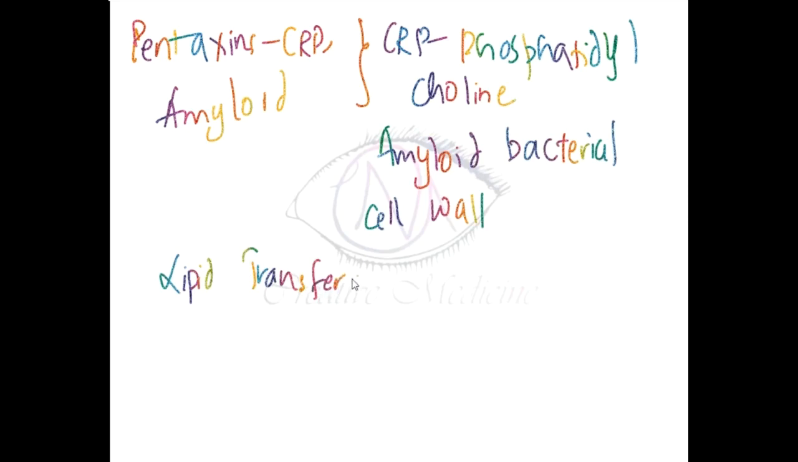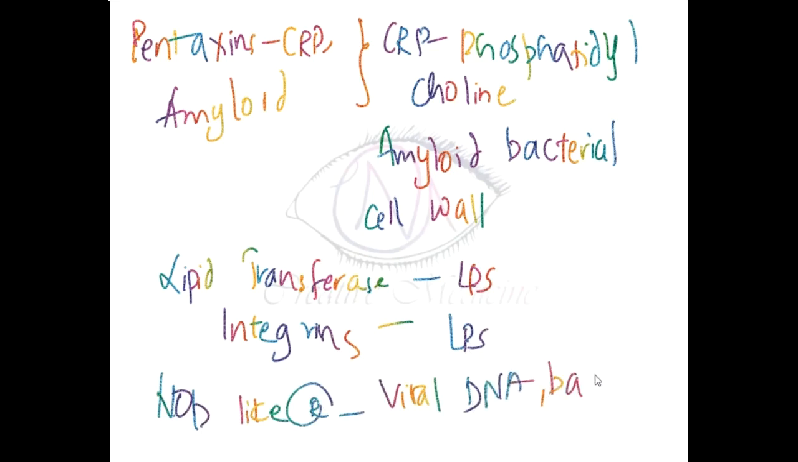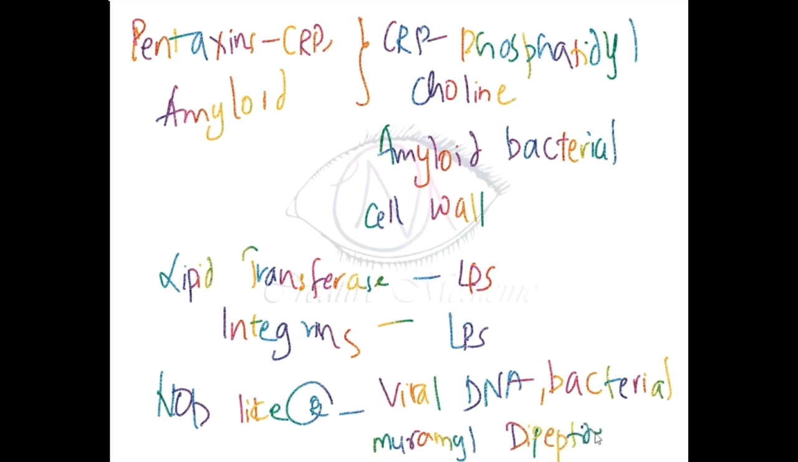Lipid transferases are for lipopolysaccharides. Then we have integrins. Integrins are also for lipopolysaccharide. Then we have NOD-like receptors. NOD-like receptors are for viral DNA and for bacterial muramyl dipeptide. For bacterial muramyl dipeptide and viral DNA, we have NOD-like receptors.